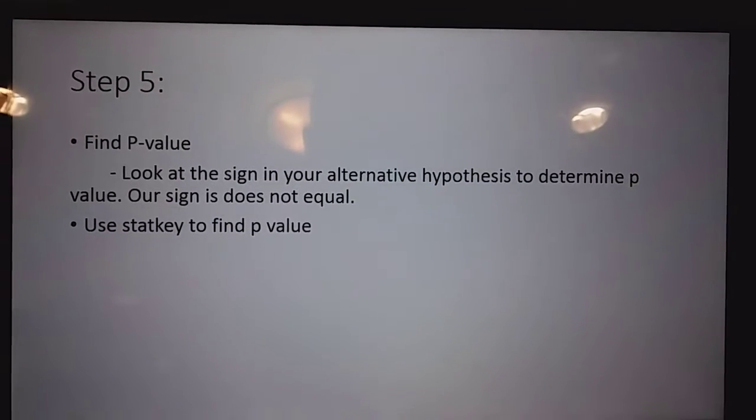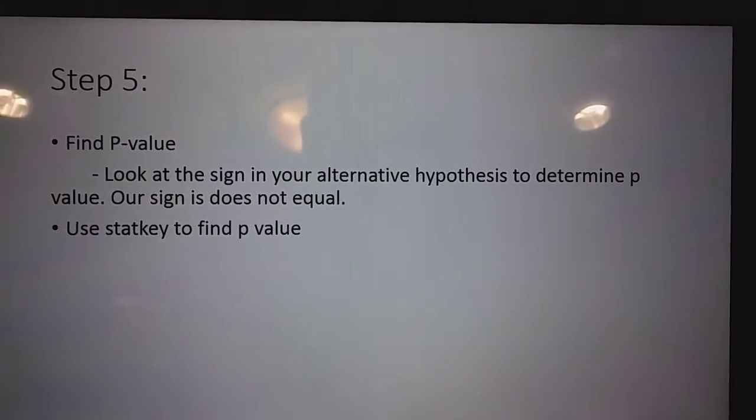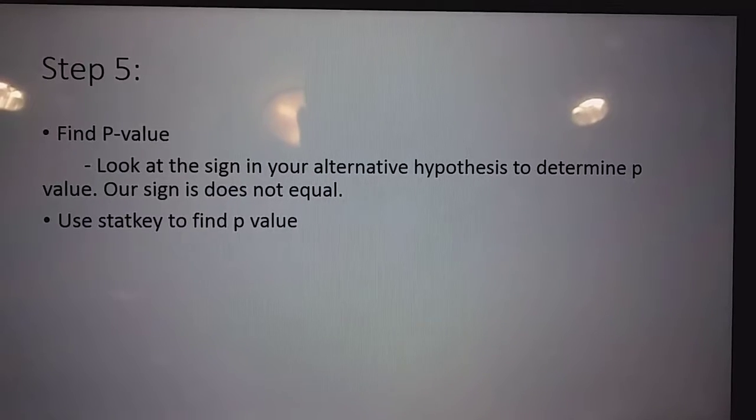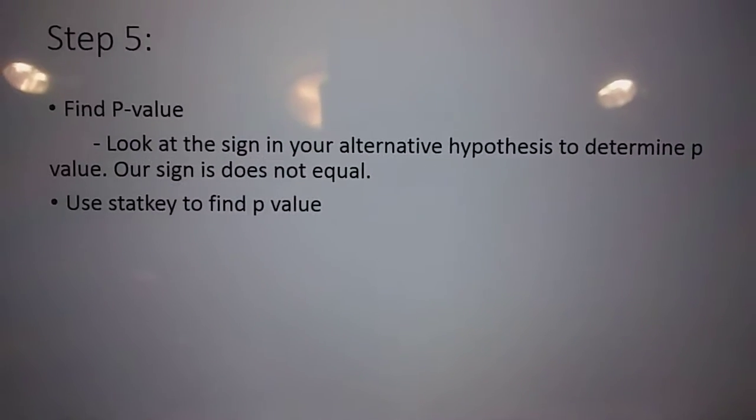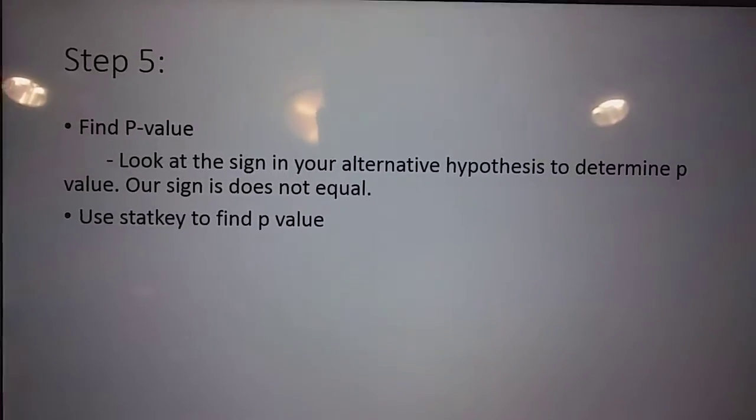Step 5. Find a p-value. Look at the sign in your alternative hypothesis to determine the p-value. Our sign is does not equal. Also, to determine the p-value, you must use StatKey.